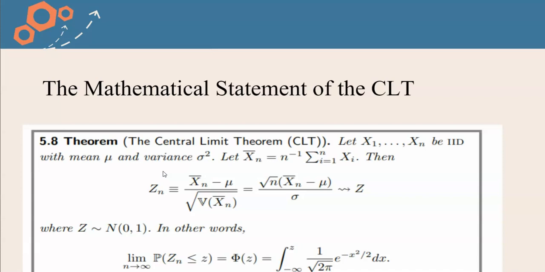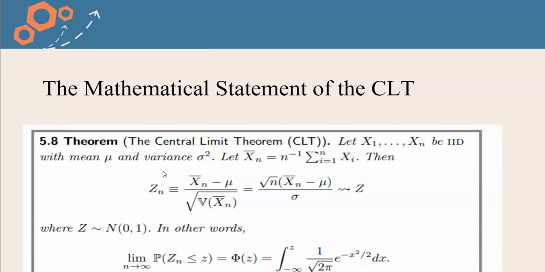Basically, you get an IID sample from a distribution with a mean, mu, and variance sigma squared, and X bar n is the sample mean, and then Zn is the standardized version of the sample mean. When the sample size becomes really large, the distribution of Zn will be very close to the distribution of Z, which is the standard normal distribution.